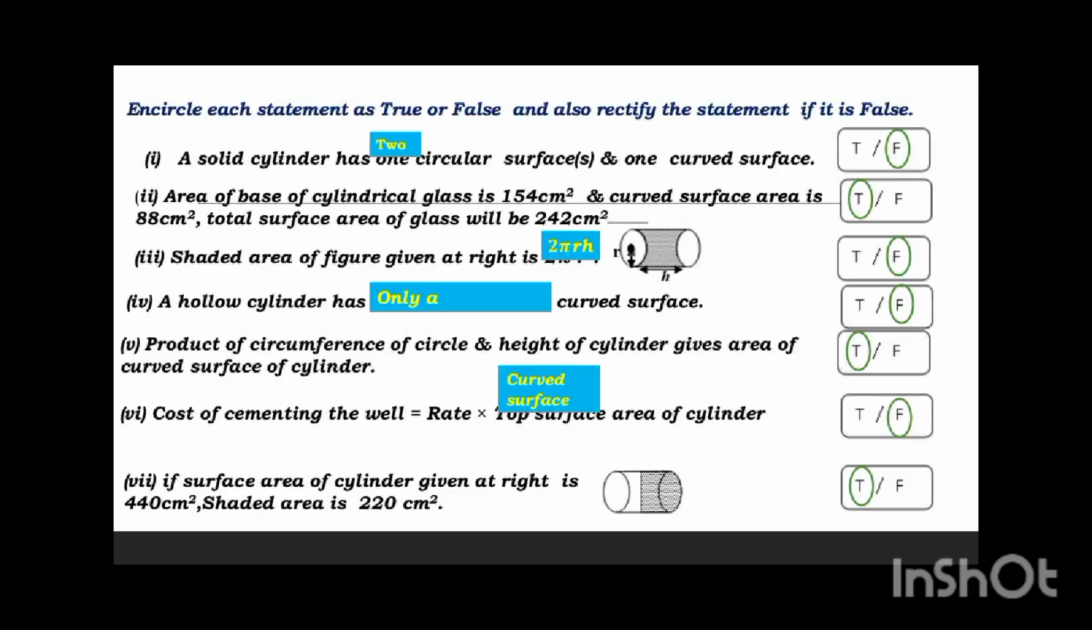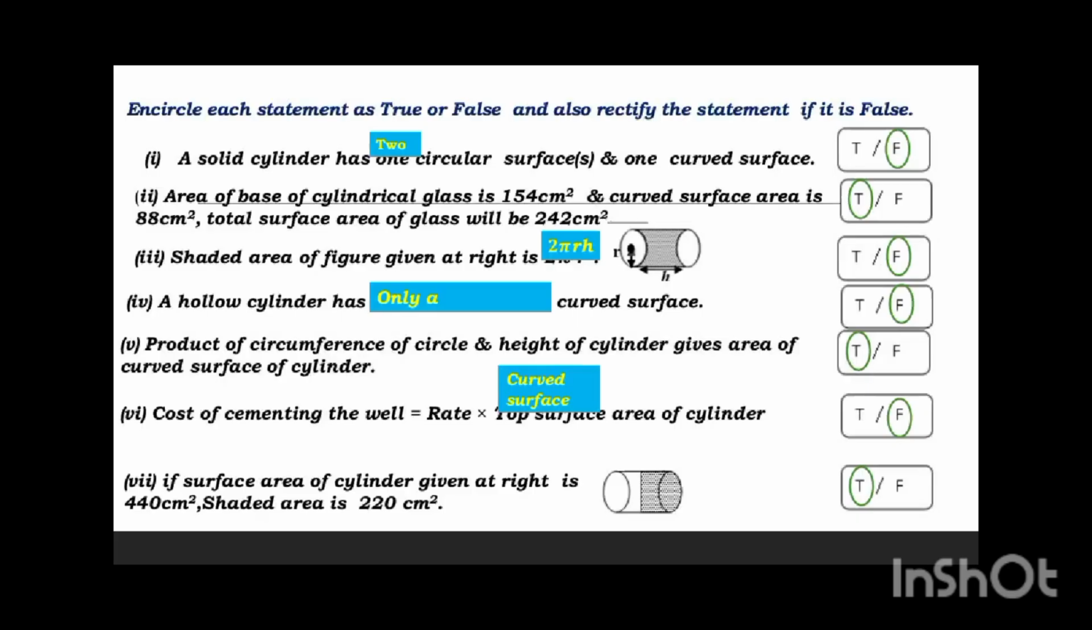A solid cylinder has one circular face and one curved face. It is false. It has two circular faces and one curved face. Area of base of a cylindrical glass is 154 centimeter square and curved surface area is 88 centimeter square. Total surface area of the glass will be 242 centimeter square, and it is true.